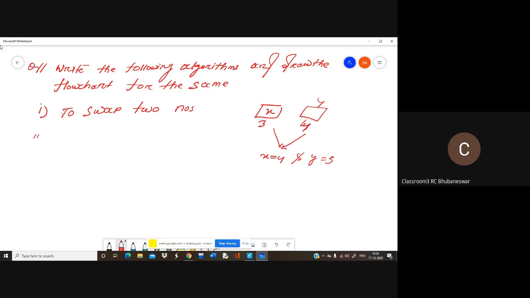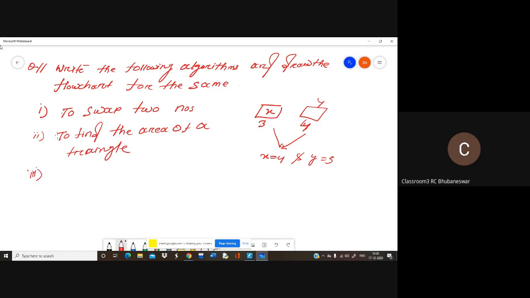Number 2, you must try. Write an algorithm to find the area of a triangle. Clear, everyone? Of a triangle. Write the algorithm and draw the flowchart.